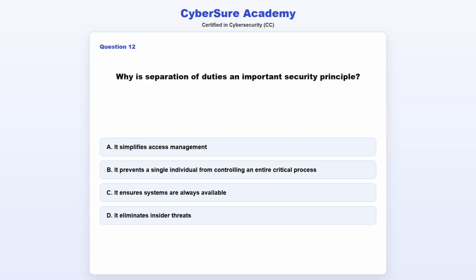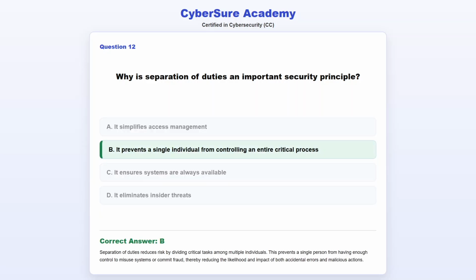And the correct answer is B. It prevents a single individual from controlling an entire critical process. Separation of duties reduces risks by dividing critical tasks among multiple individuals. This prevents a single person from having enough control to misuse systems or commit fraud, thereby reducing the likelihood and impact of both accidental errors and malicious actions.